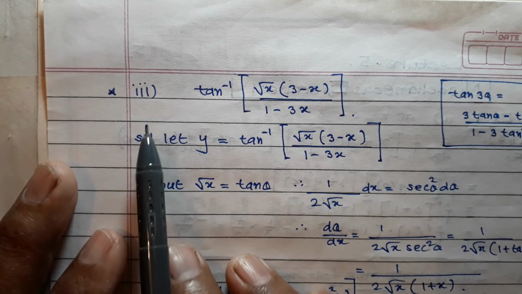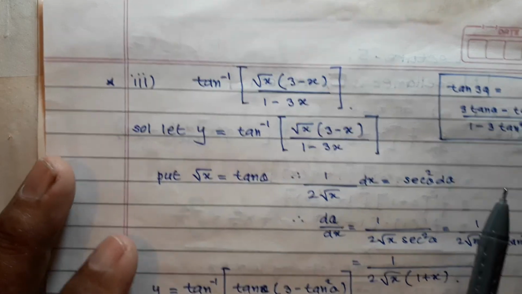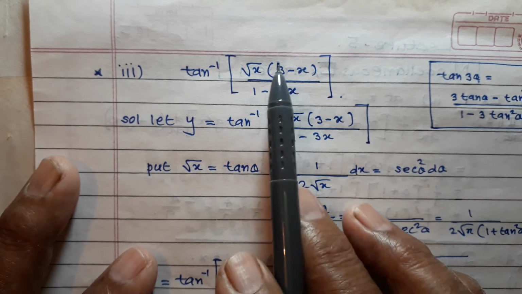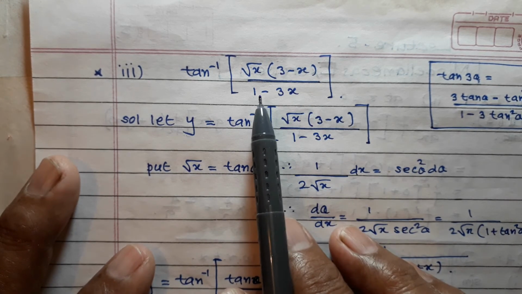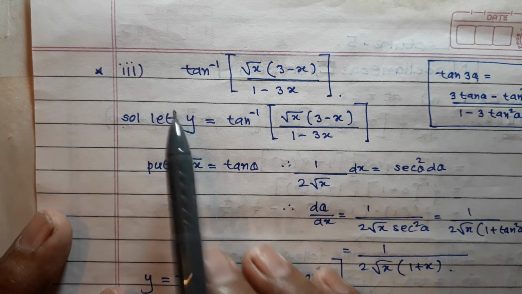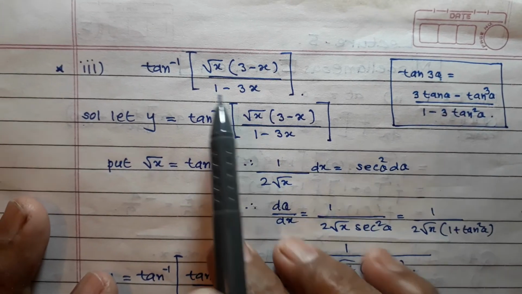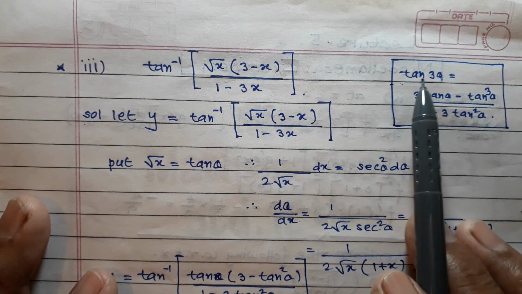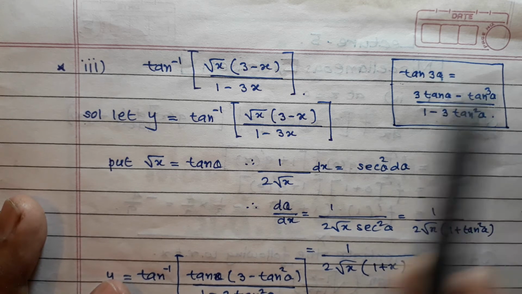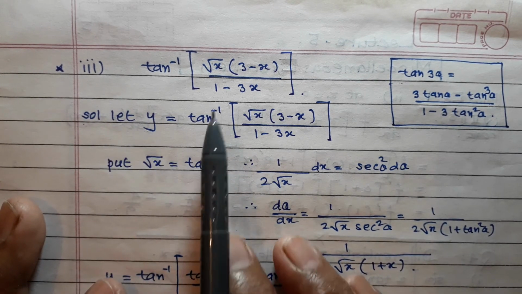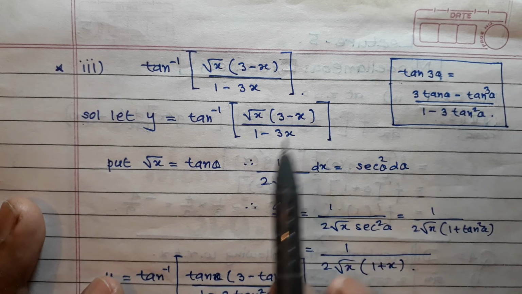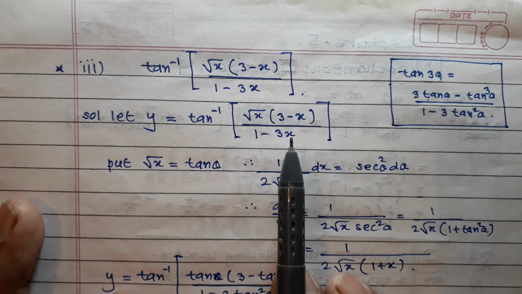Question number 3. This is an important question. Tan inverse root x into bracket (3 minus x) upon (1 minus 3x). So solution. This is important because you should know the value of tan 3 theta. Okay. Let y is equal to tan inverse root x into bracket (3 minus x) upon (1 minus 3x).